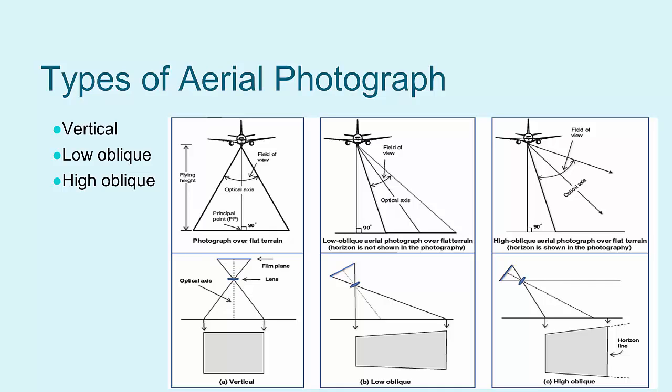Oblique photographs can be further classified into low oblique and high oblique photographs according to the orientation angle of the camera. Because the ground features and objects are distorted in scale, they are not often used for measurement and mapping.